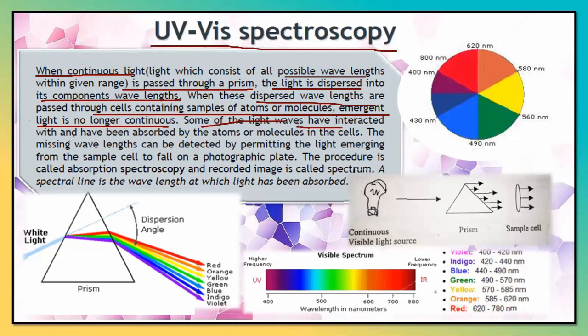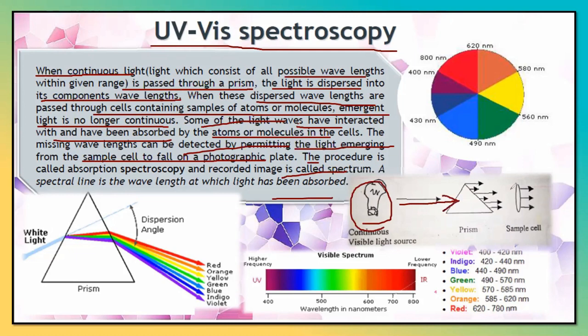The light waves interact with the matter that is present, that is the atoms and molecules, and the missing wavelengths can be detected by permitting the light emergent from the sample to fall on the photographic plate. This is called a spectrum, and gradually it is called the absorption spectra. So basically we have a sample, right? Here it is clearly mentioned, this is the UV source. You allow the light to fall on the prism, then this light will fall on the sample. Some part of the light will be absorbed and the other part will be emitted. Now whatever is emitted, when that is evaluated, we can easily get whatever is absorbed, and accordingly we'll get the absorption spectra.